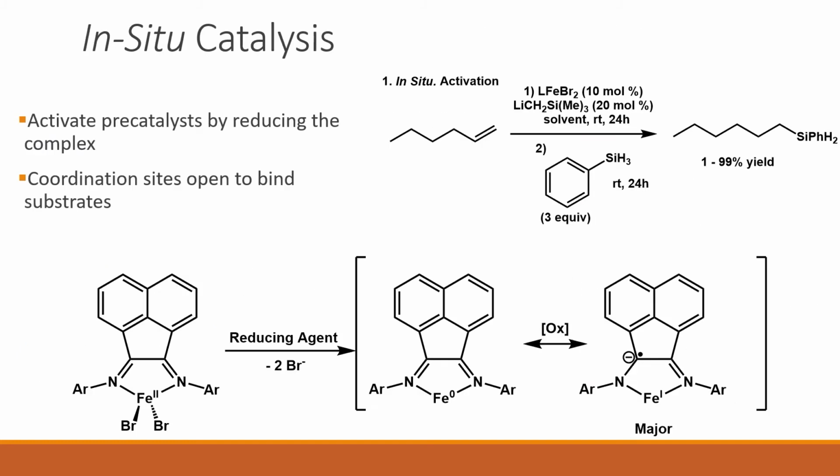Now, those structures that I showed before are actually inactive pre-catalysts, and in order to perform the hydrosilylation reaction, we first have to perform this activation step, where we reduce the two bromines off of iron to open up that coordination site here where our substrates can come in and bind to iron in order to give us productive catalysis.